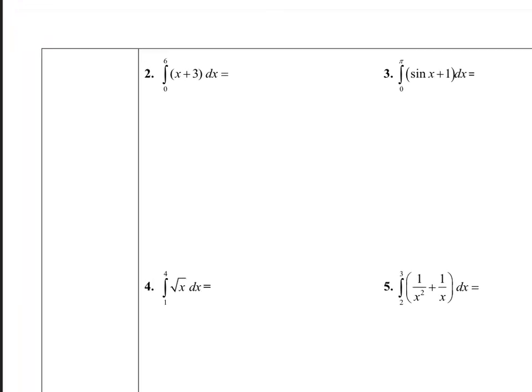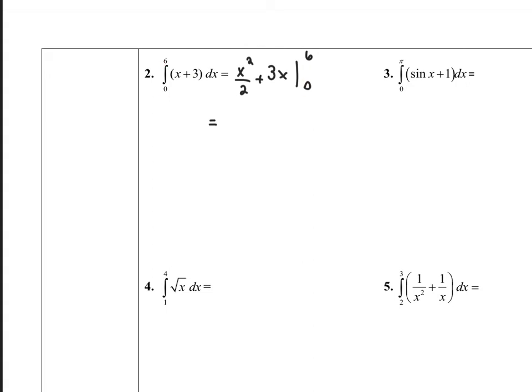Example number 2, it's a definite integral, 0 to 6 of x plus 3 dx. My first move is to find the antiderivative. I'm going to take these limits and shift them to the end. This was just add 1 to the power, divide by the new power. Antiderivative of 3 is the 3x. And my 0 to 6 comes here at the end.